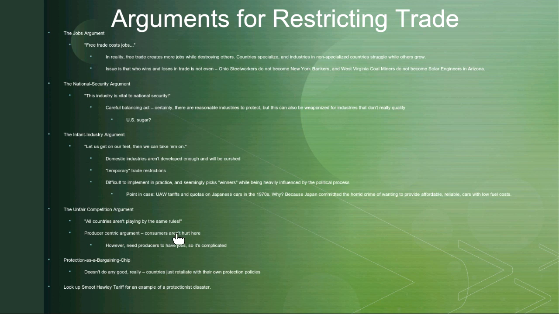Protection as a bargaining chip. This is simply the idea of tariffs so that we can get the rest of the world to accept our tariffs. It's a bad idea. It does not do any good. Countries just retaliate with their own protection policies. If you don't trust this, you should look up the Smoot-Hawley tariff for an example of a protectionist disaster. The Smoot-Hawley tariff was instituted to basically block off other countries, and ultimately it's considered one of the most significant contributors to the Great Depression.